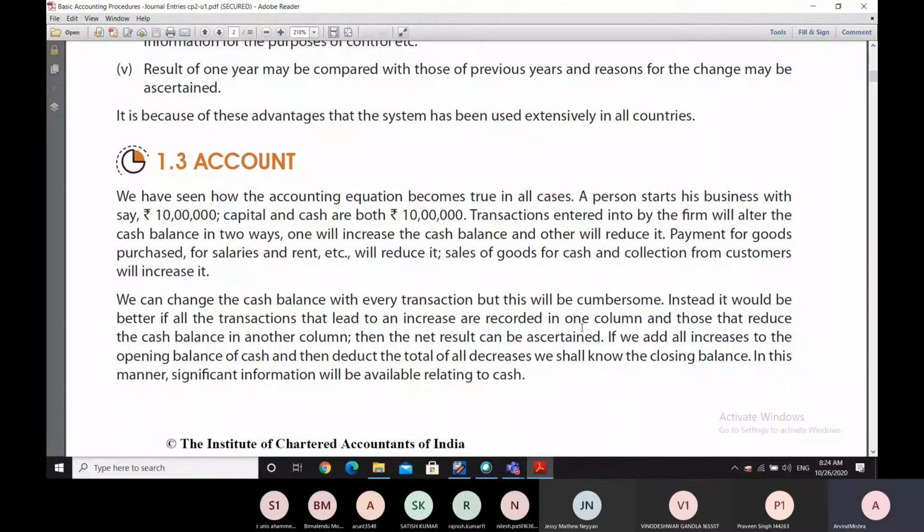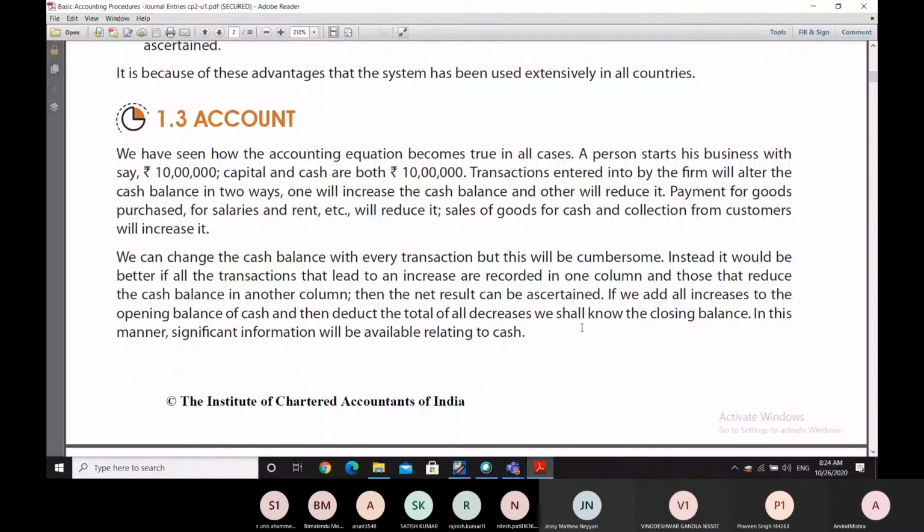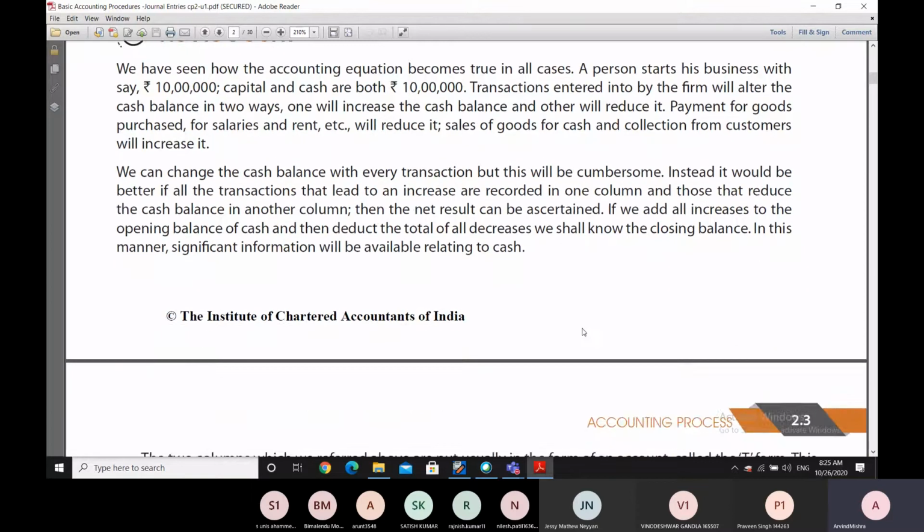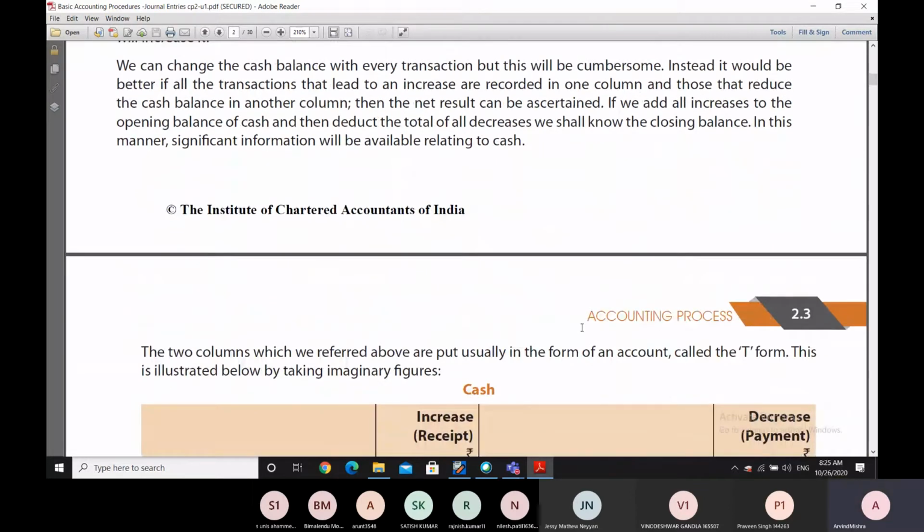Later on, once we have entered all the transactions, we'll total up both the columns and take the net result by subtracting. We'll add all the increases in the cash balance to the opening cash balance, and then deduct the total of the decreases in the cash balance, so that we will know the closing cash balance at the end of the account. In this manner, we will have our important information relating to cash.